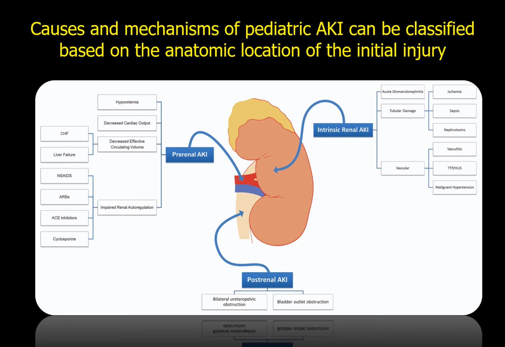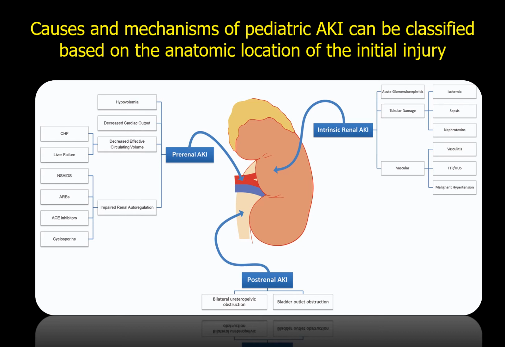AKI can be classified based on the anatomic location of the initial injury. It can be prerenal, it can be intrinsic, and it can be postrenal AKI. If there is an interruption of perfusion to the kidneys, it usually results in prerenal acute kidney injury.